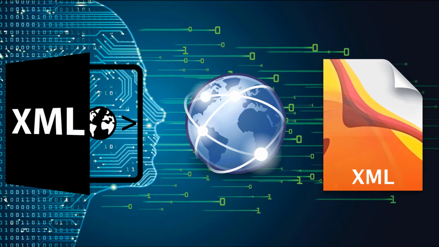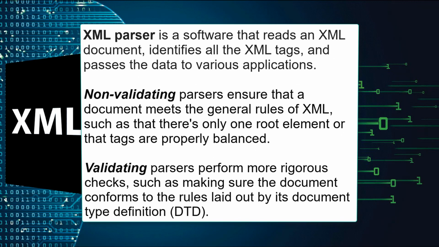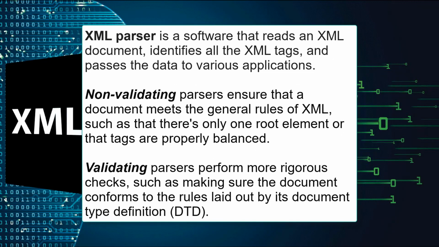Next, we will also see what is an XML parser and what is a DTD. So first let us discuss XML Parser. XML Parser is a software that reads an XML document, identifies all the XML tags, and passes the data to the various applications. So there are two types of XML Parser.